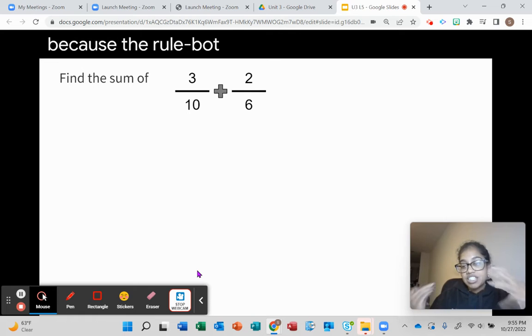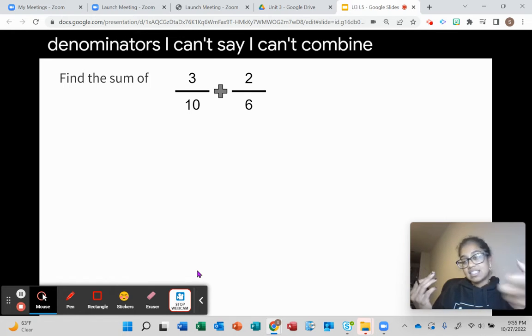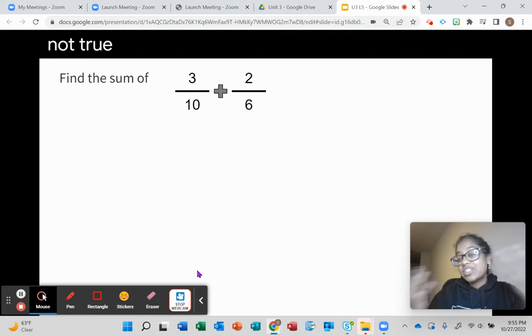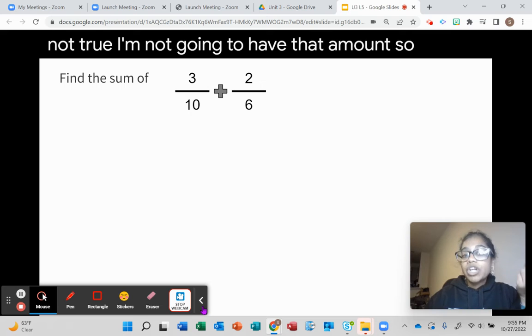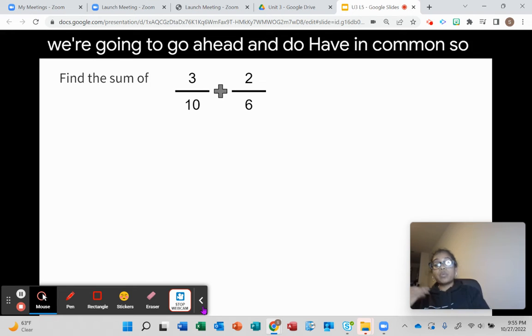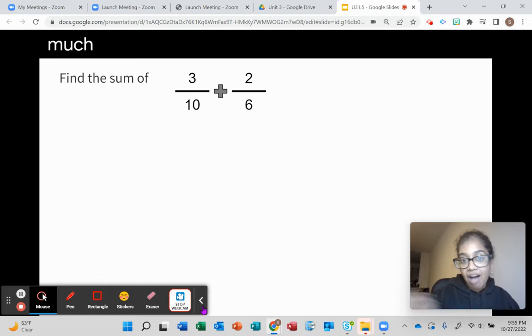Because the rule about fractions is we have to have like denominators. I can't combine these and say I have tenths or I can't say I have 6 because it's not true. I'm not going to have that amount. So what we need to do is find something that they have in common so that we can change their name and tell people how much we have.